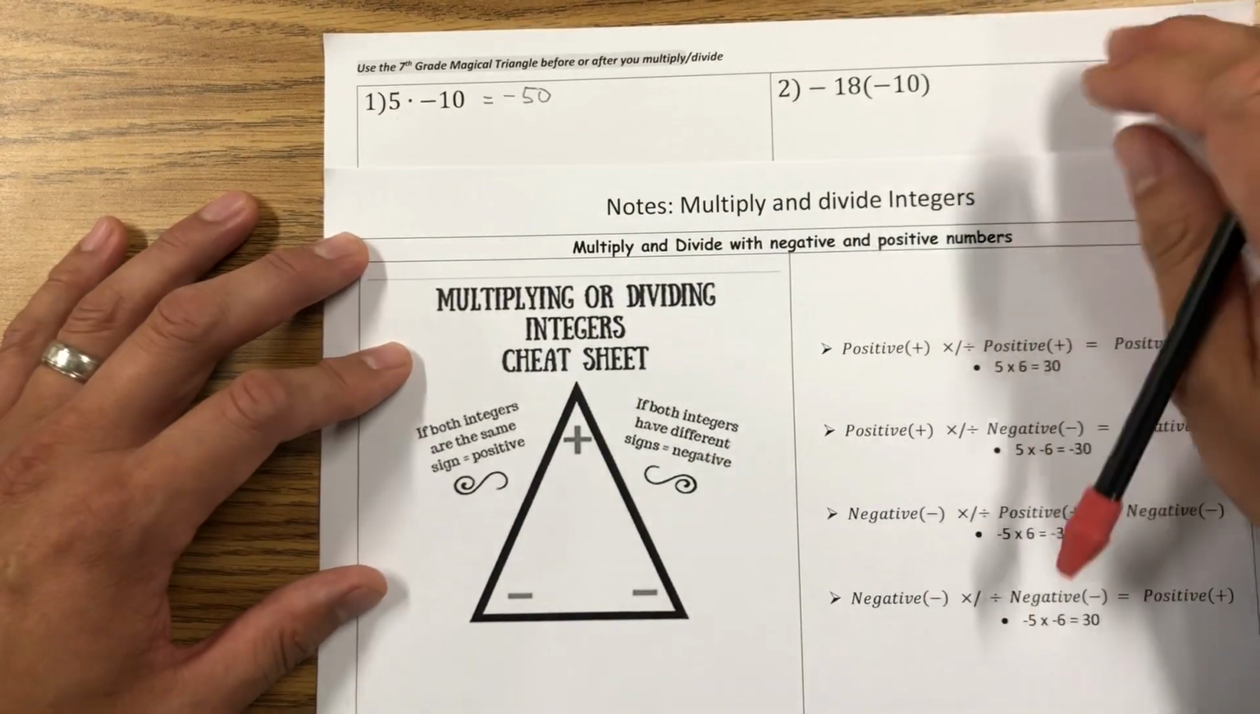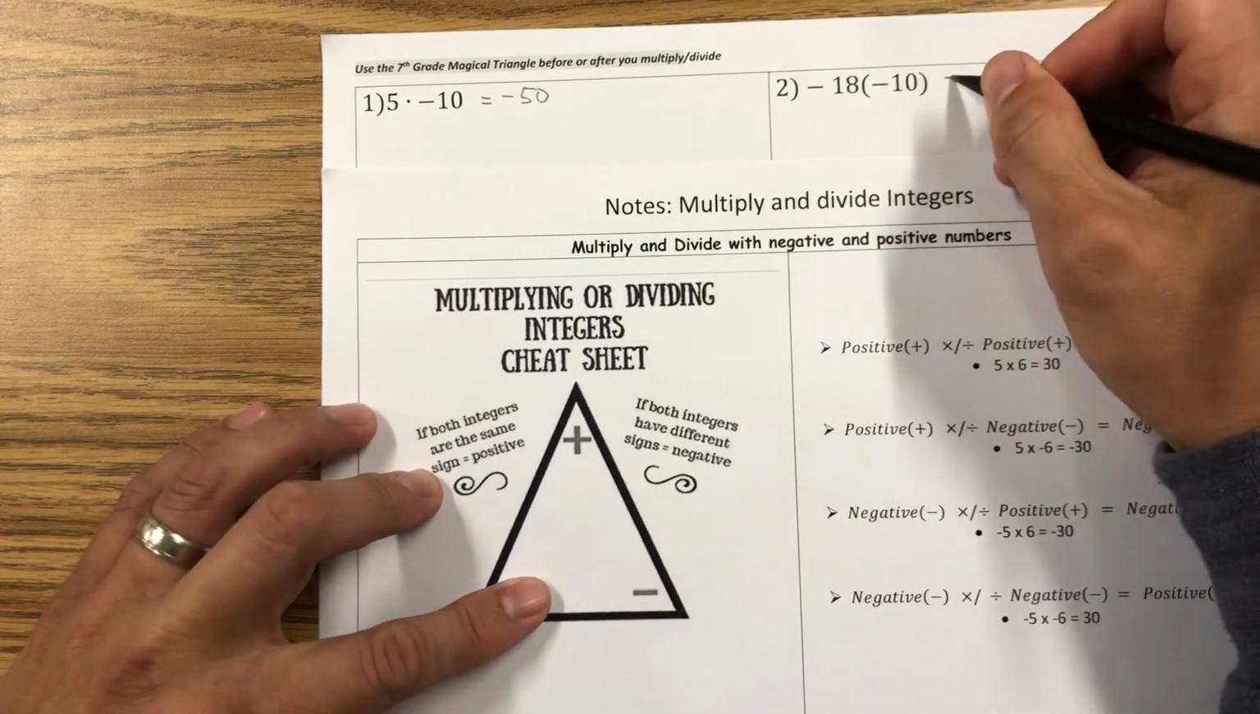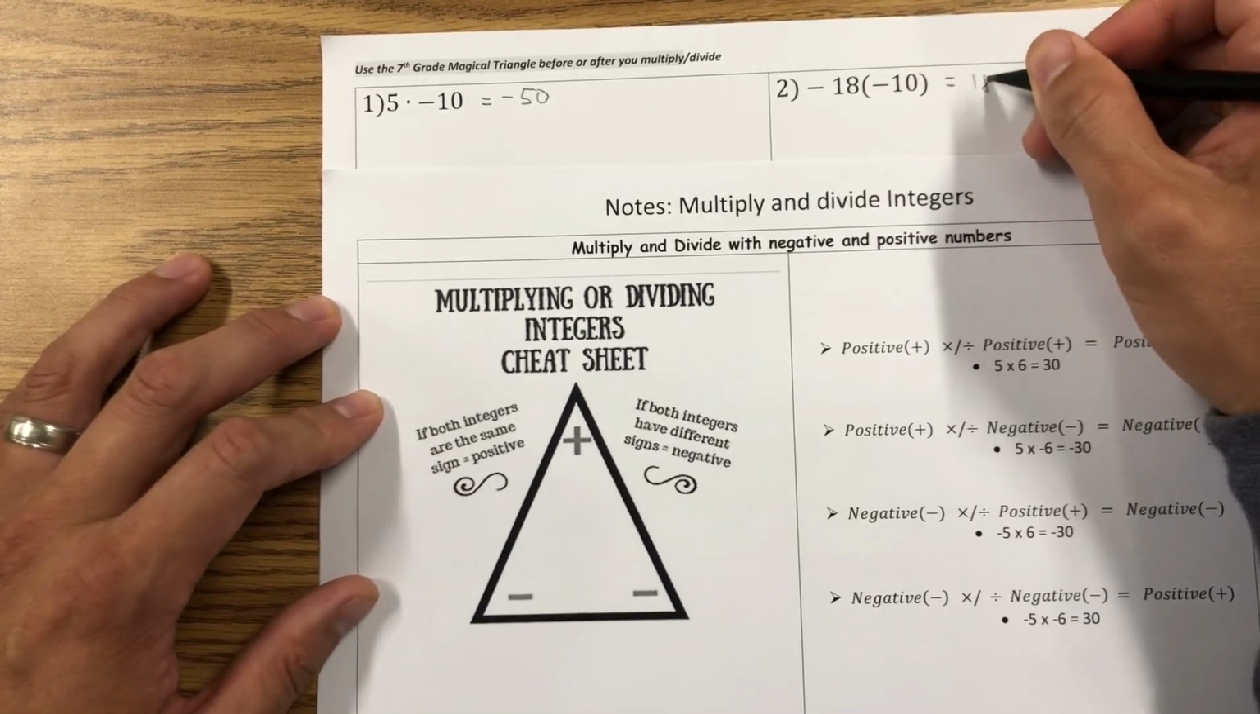Okay, same thing for number 2. So I'm going to do the sign first. Negative times a negative is a positive. So I know it's a positive answer, and I just focus on multiplying now. 18 times 10 is 180.